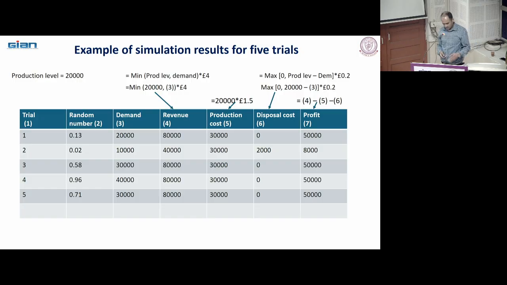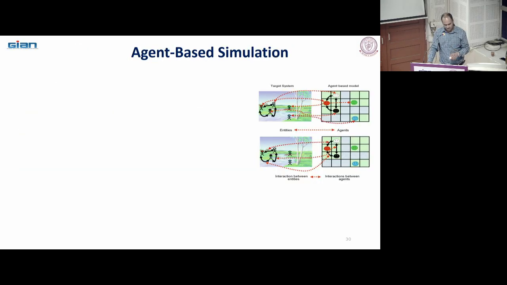You can do this kind of simulation by generating the random numbers in Excel. Just use the RAND function and it will give you a number between 0 and 1.